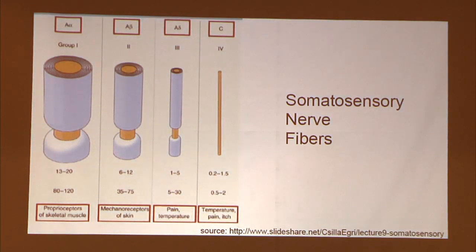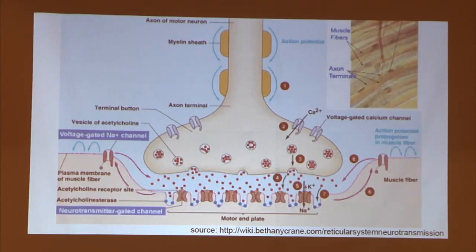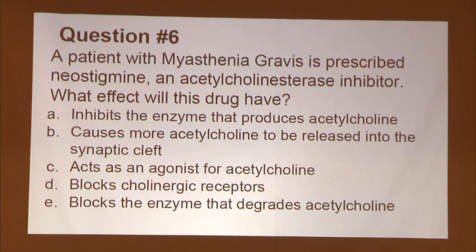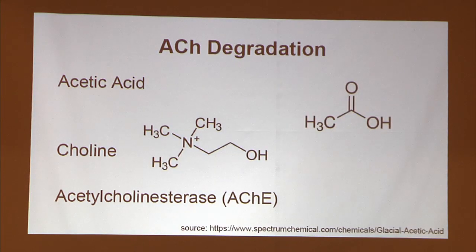Questions on 6 and 7? Yeah. Cool. Okay, so 6 was about myasthenia gravis. We said a patient with myasthenia gravis is prescribed neostigmine, and that's an acetylcholine esterase inhibitor. So that was our bigger hint of what this is going to do. We want to know what the effect is going to be. An acetylcholine esterase inhibitor is probably going to inhibit acetylcholine esterase. And if we back up, we can see that acetylcholine esterase is the enzyme that helps break down acetylcholine into acetic acid and choline.